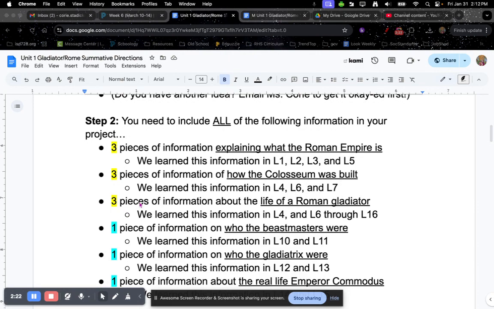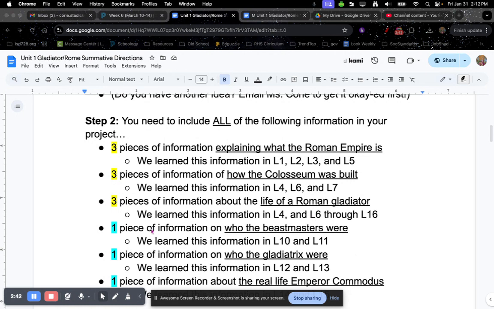Three pieces of information about the life of a Roman gladiator. So just tell me, kind of like, what was it like to be a Roman gladiator? Like, what did they do? So we learned this information in lesson 4, but also lessons 6 through 16. So 6 through 16, those were all those Colosseum videos that I had you watch.